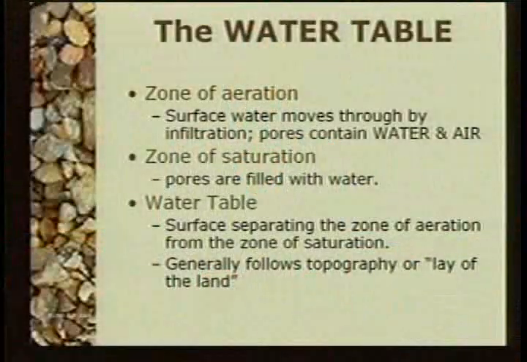We have an upper zone, the zone of aeration, where surface water, usually rain, will move through this zone through infiltration. The pores within this zone contain both water and air. There is a zone of saturation below the zone of aeration, and it is in this zone that the pores are filled with water. Now, the zone of saturation is separated from the zone of aeration by the water table. This is the surface that just separates the two.